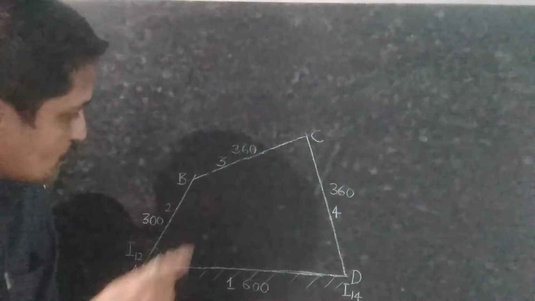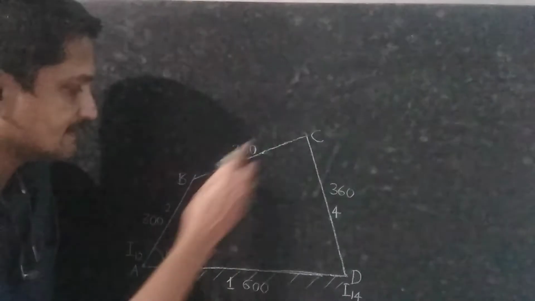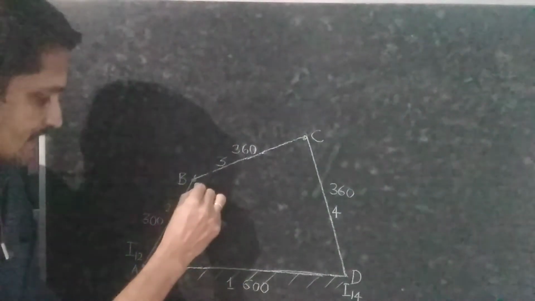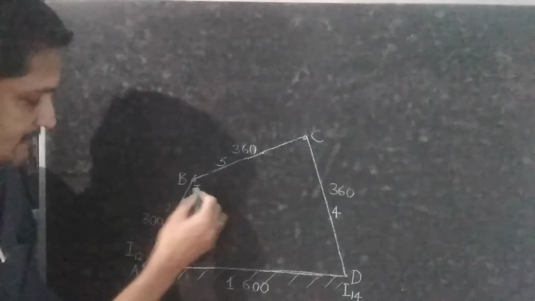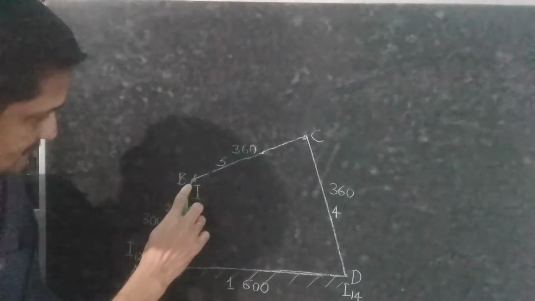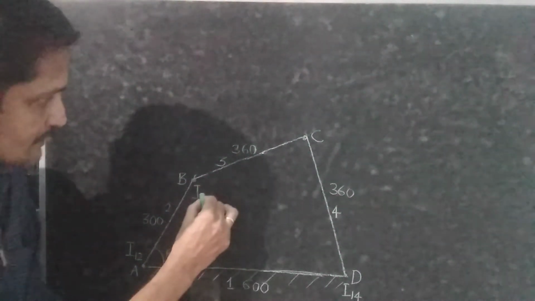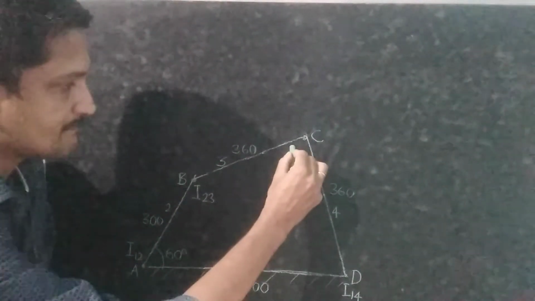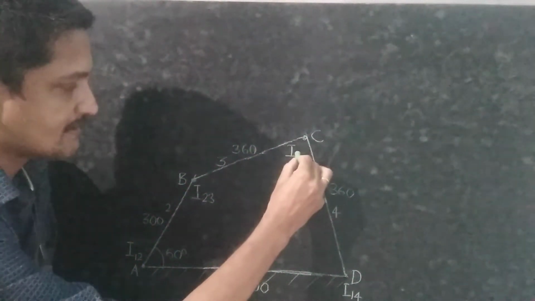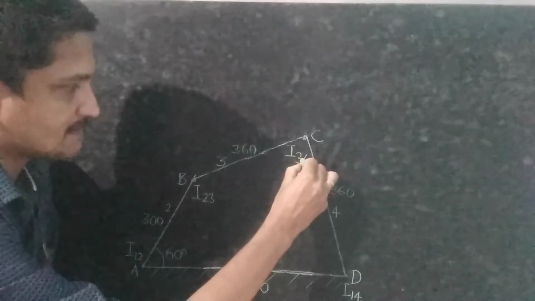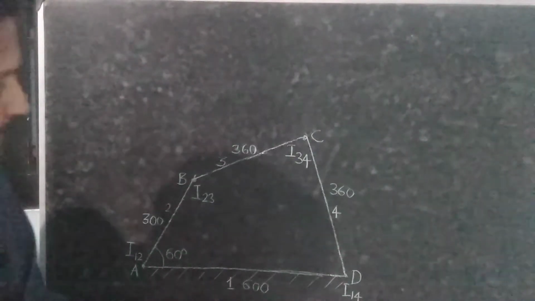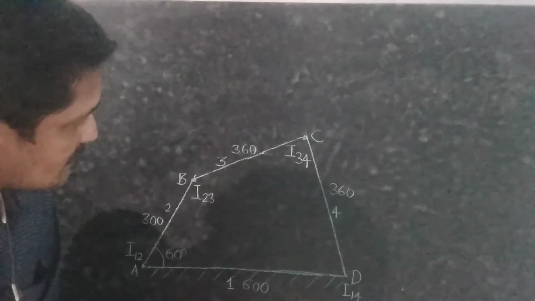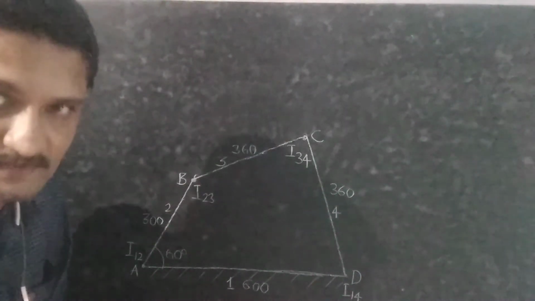Here, pin joints at B and C both are permanent instantaneous centers, and we can represent this point B as I23, instantaneous center of link 2 and 3, and this point will become I34. After that, we can find out other two instantaneous centers.